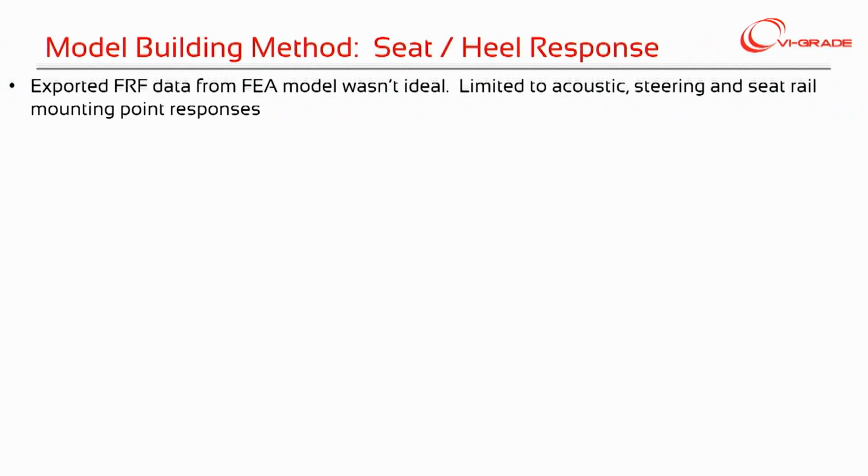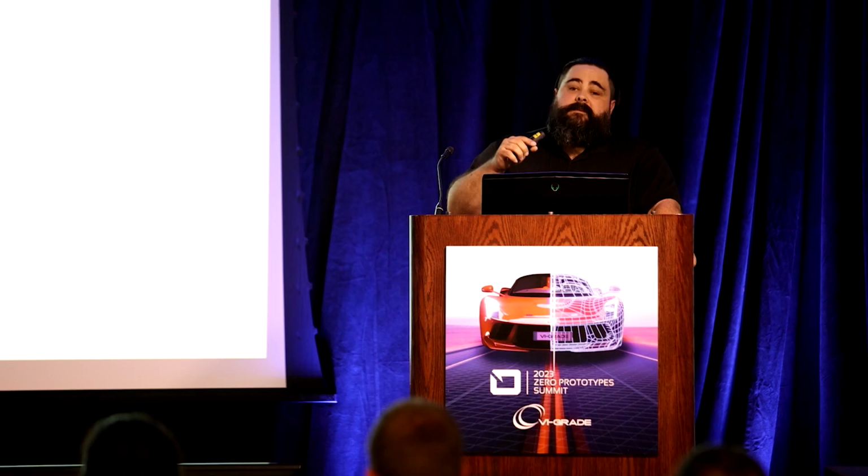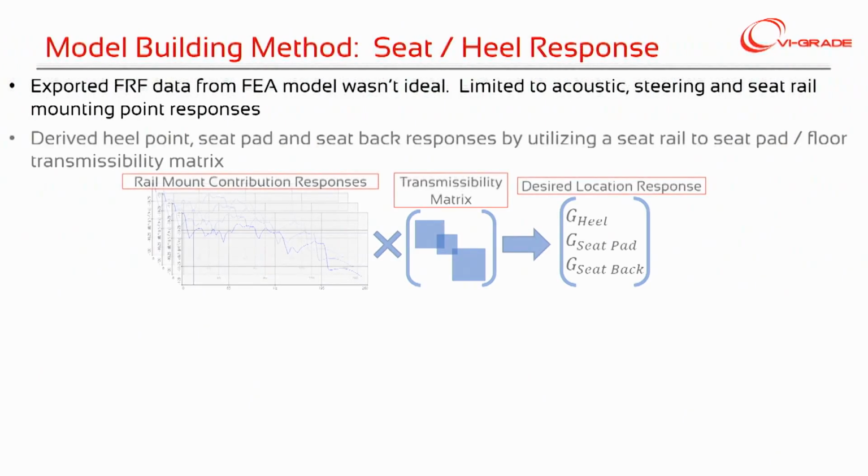Now, a little curveball got thrown at me as I was working on this project. As we've shown in some previous slides, the shaker setup on the compact has excitation at the seat pad and the seat back. The CAE model that I was working with wasn't ideal, as I was only limited to acoustic, steering, and seat rail mounting point responses. So now I had to develop a method to get this seat rail data into something that can be used in context at the seat.